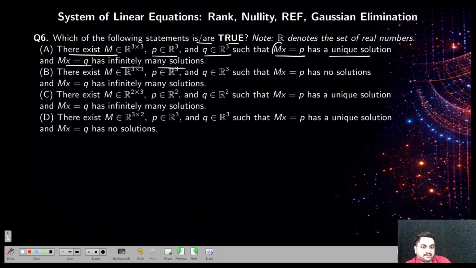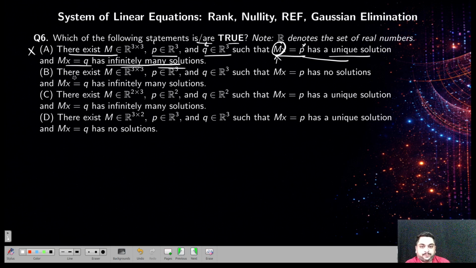If there exists a matrix M, and then there are two vectors P and Q such that Mx equal to P has a unique solution. If this matrix has a unique solution, then infinitely many solutions is not possible. So this is wrong, right? So based on that statement only you can eliminate it. You need not take the example also. They are saying this matrix has a unique solution for P. If it has a unique solution, then it cannot have infinitely many solutions. That violates your rank nullity theorem.